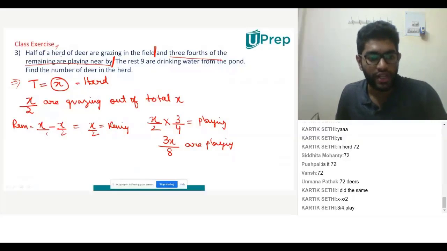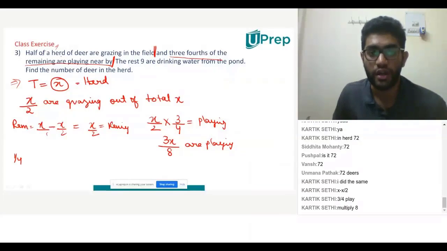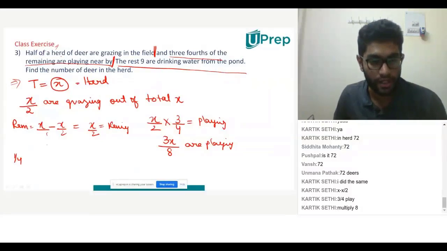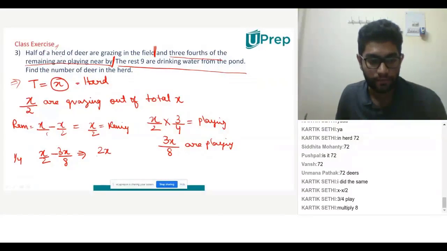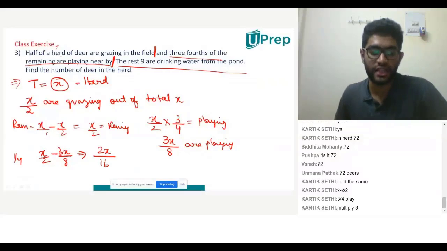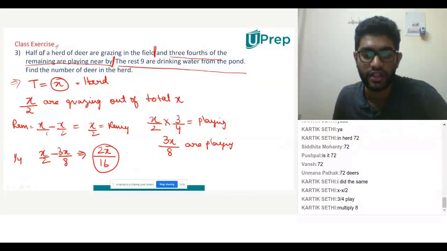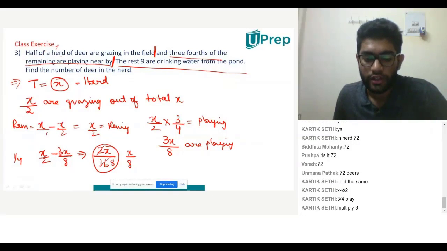Yes. Now how many are still left? 1/4 are still left. He hasn't given us any direct information, but he says the rest, 9, are drinking water from the pond. That means out of X by 2, 3x by 8 are playing, so the remaining 2x by 16 are drinking water near the pond, right? Does this make sense? This is nothing else but X by 8, guys. This is equal to 9, is what he's saying.